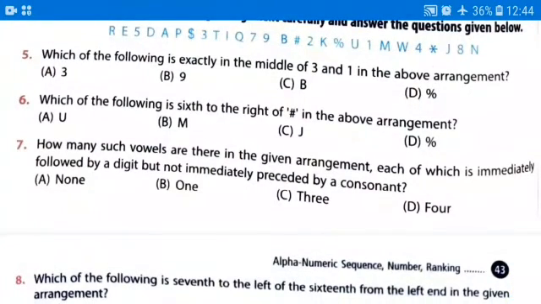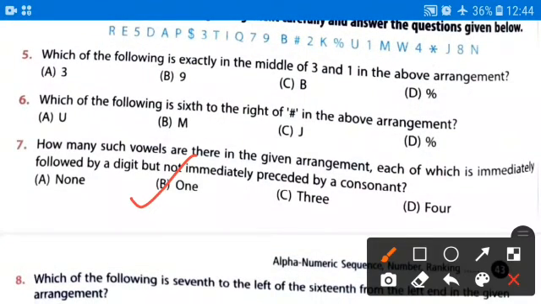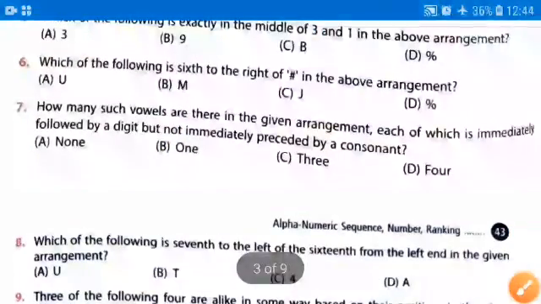Question number 7, correct answer is B, 1. Only one vowel we got like this. So in this way we have to solve.